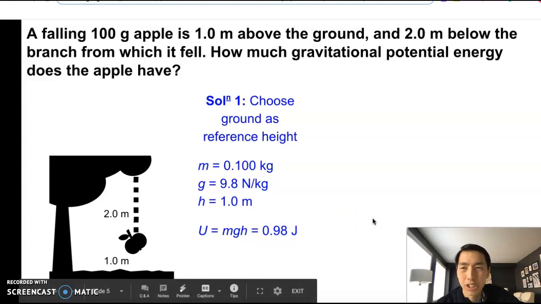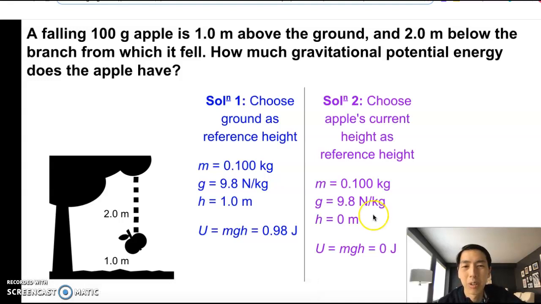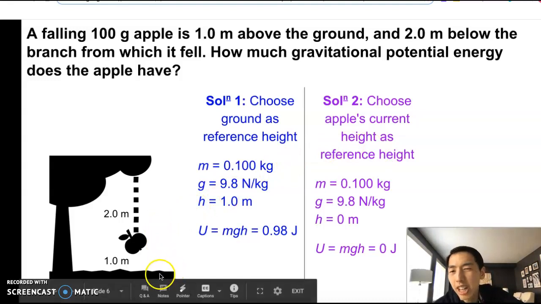A second solution, that's a different answer, but also correct. What if we choose the apple's current height as the reference height? That's an interesting and kind of clever and smart choice. Instead of measuring heights from the ground, solution number 2 is measuring heights from exactly where the apple is. It's like an imaginary horizontal line there, and that counts as a height of 0.